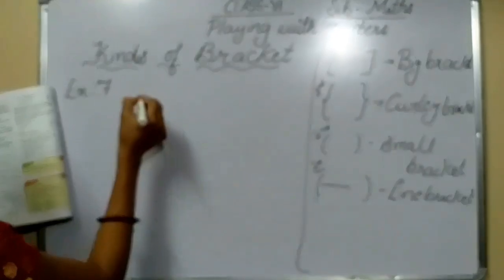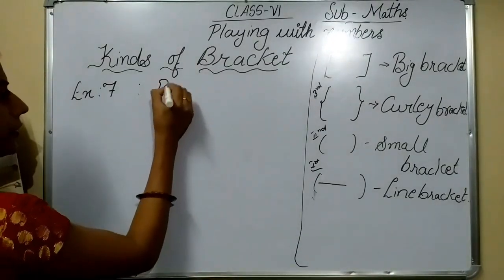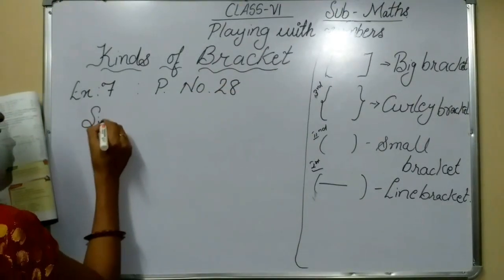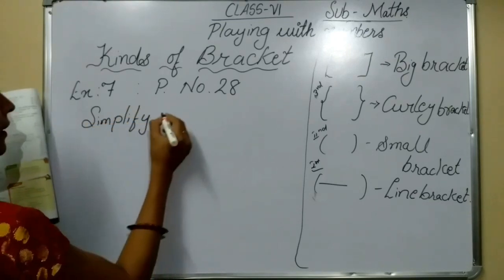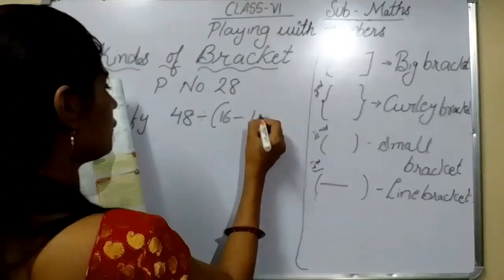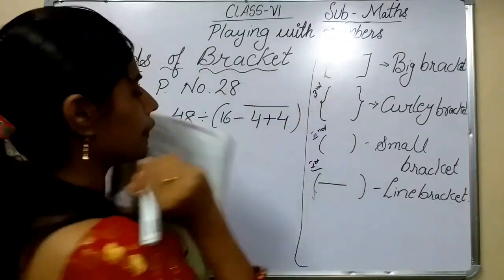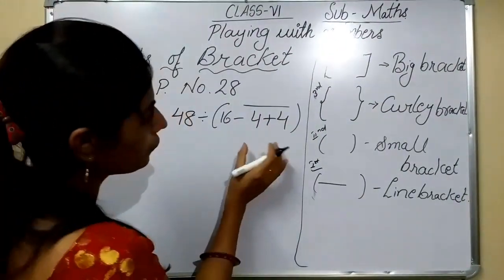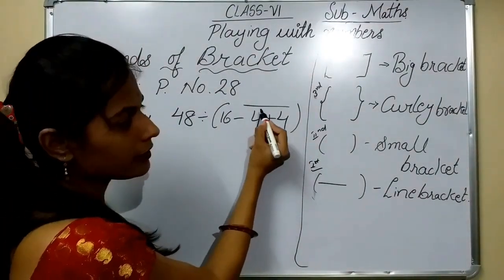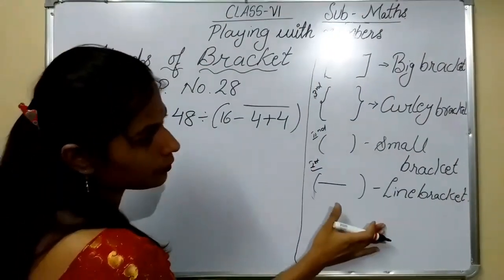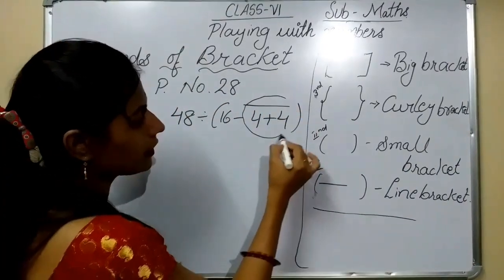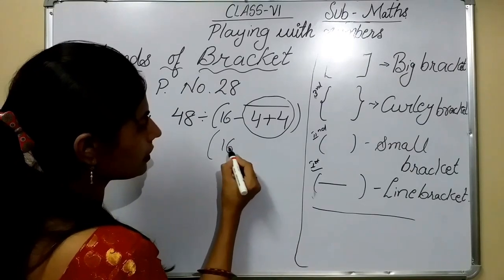Example number 7, see page number 28. Simplify 48 divided by 16 minus 4 plus 4 in line bracket. In this, first of all you have to see what is given. According to the BODMAS rule, first of all you have to solve the line bracket. So line bracket is given here. So 4 plus 4, 8.